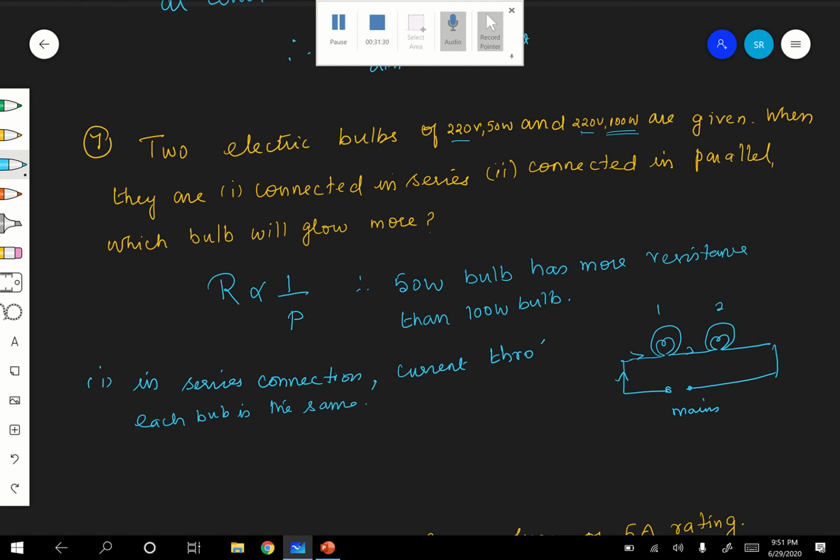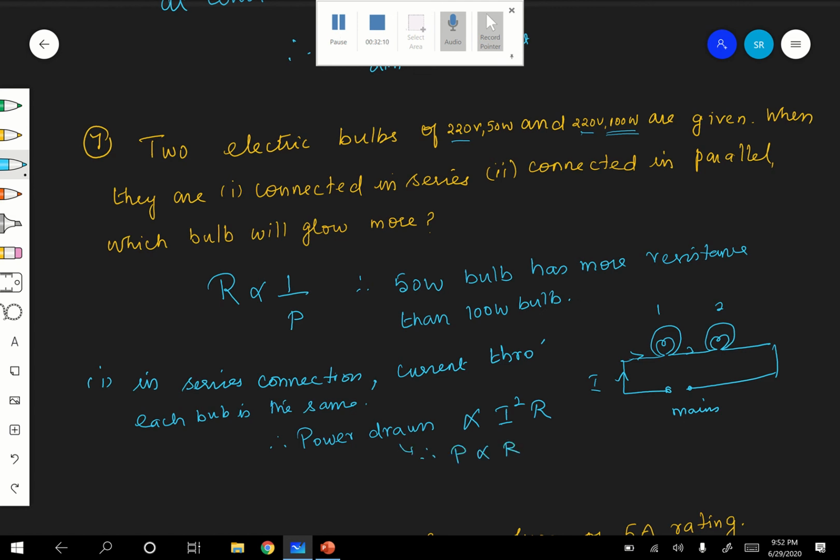Current is the same. Therefore, what is the power? Power drawn is directly proportional to, you know, I squared R. Why? I is the same, that is why I have taken I squared R. If V is the same, I have to take V squared by R. Here both are connected in series, therefore I is the same. So how can I come to the conclusion? Since I through both the bulbs is the same, it depends only on R. Therefore, power is directly proportional to R.